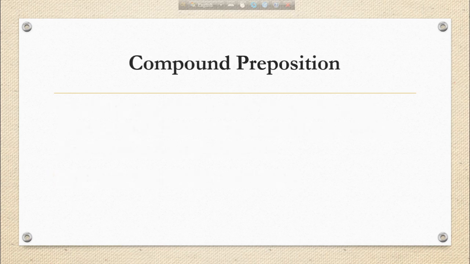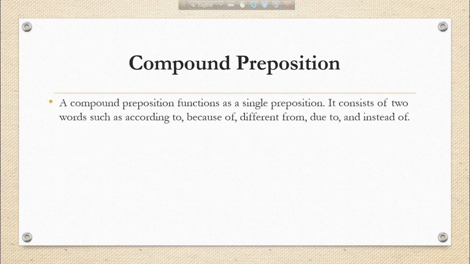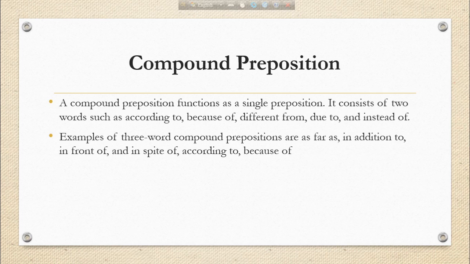So what is a compound preposition? A compound preposition functions as a single preposition. It consists of two words such as according to, because of, different from, due to, etc. Examples of three-word prepositions are as far as, in addition to, in front of, in spite of, etc. For example, he was upset because of his son's behavior. Here, because of is a compound preposition.